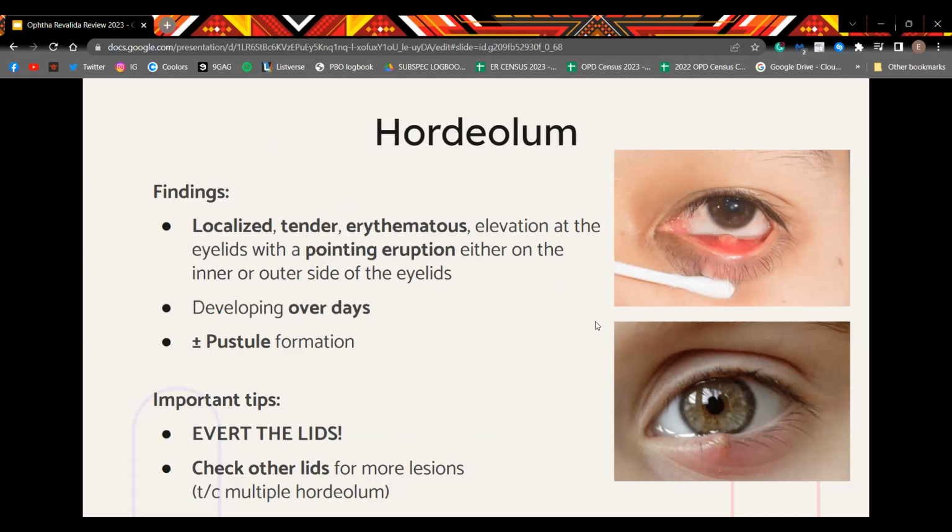Tapos, so let's start first with hordeolum. Findings would be again localized tender erythematous elevation of the eye at the eyelids with a pointing eruption, either on the inner or the outer side of the eyelids. So hordeolum is more acute, developing over days, and sometimes there's also pustule formation. So again, important tips is to avert the eyelids always and also check the other lids. Baka meron ding other hordeolum. Sometimes kasi may multiple hordeolum, no? Ang ibang people ano sila predisposed to forming hordeolums.